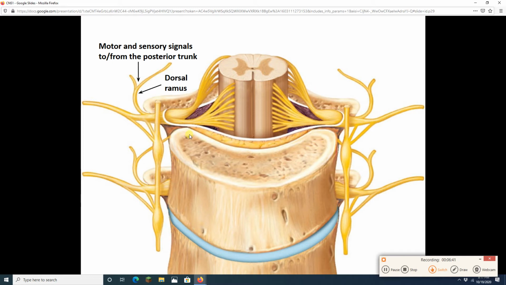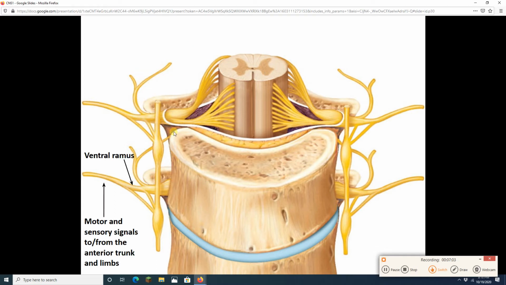The dorsal ramus is all about the posterior trunk. So the back of your back. Muscles there, sensory information in your skin there. That's the job of the dorsal ramus. Sending commands to the muscles in your posterior trunk, taking information from receptors in your skin. All right, that's the dorsal ramus.